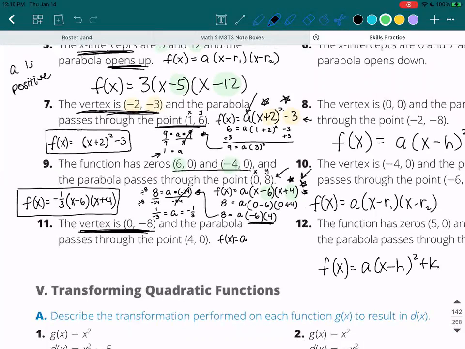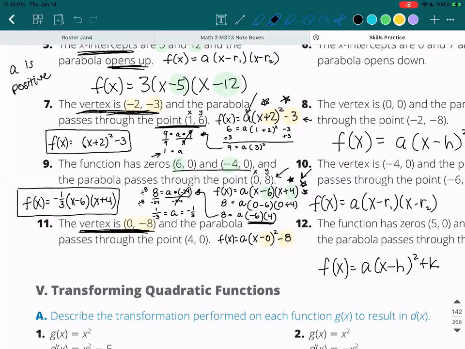I have our a value, which is just going to be the letter a for now because we don't know what it is. Then we have parentheses x minus, okay, so this is our x value. So I'm going to write minus 0 squared. And then we're going to keep the sign of this one. So it says minus 8, then we're going to minus 8 on the outside. Okay, so we have this part.